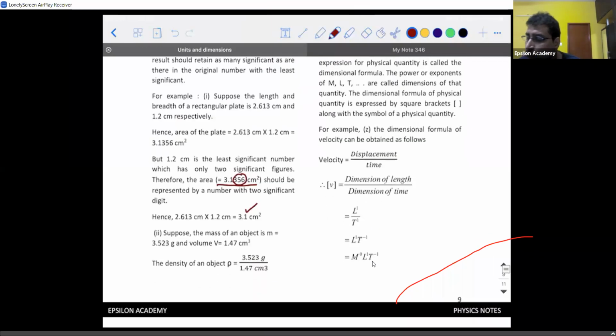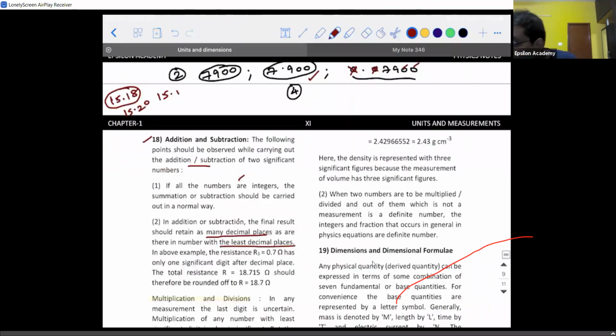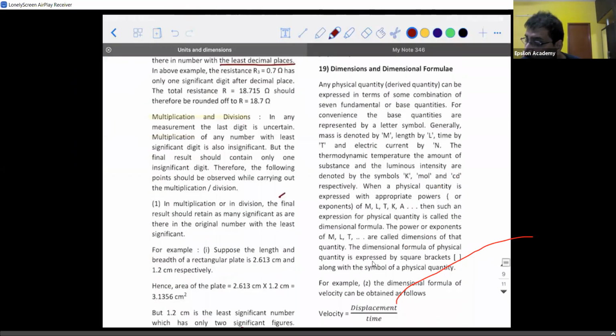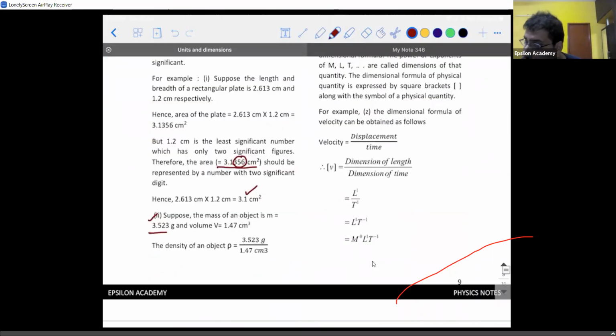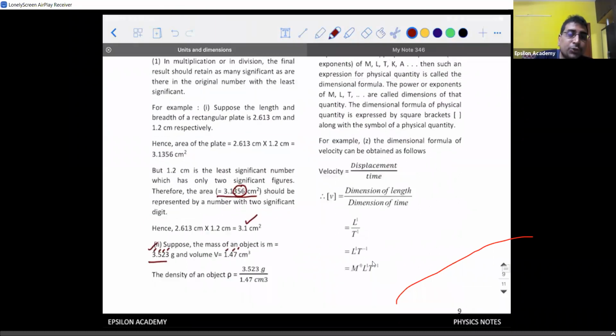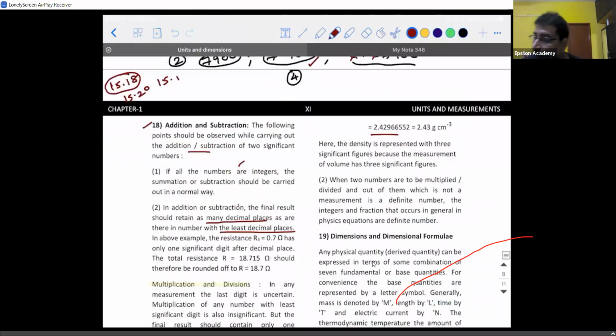Let's take another example. Suppose you are interested to calculate the density of a substance where the mass of an object is given as 3.523 grams and the volume is 1.47 centimeter cube. When you divide both, 3.523 divided by 1.47 gives you 2.429665552. Now look at the least significant numbers. This has 4 significant figures and this has 3. So your answer should be rounded off to 3 significant figures.